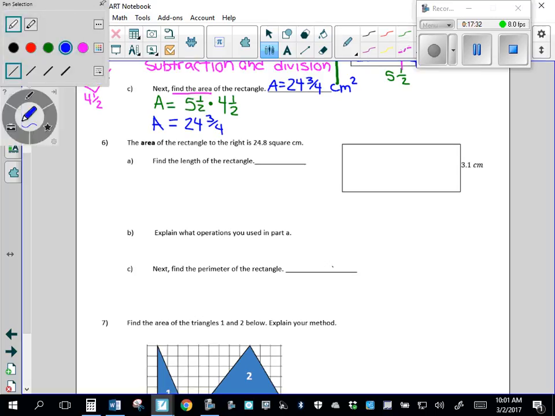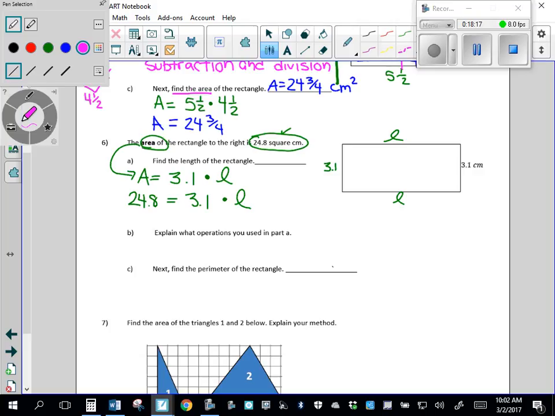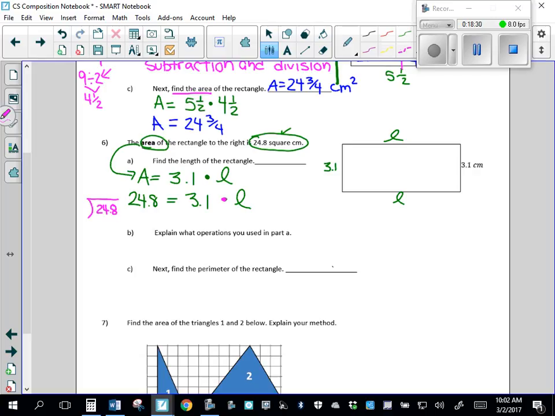Now in the next part, we have the area of the rectangle is 24.8 square centimeters. So we have to find this bit here, the length. We know this is 3.1 because it's a rectangle, so we need those. So I'm going to start with an area equation. And I know area is 3.1 times whatever L is. But I also know the area is 24.8 from the reading. So I have to do the inverse operation to solve for L. Since I was multiplying, the opposite operation is division. I have to take 24.8 and divide by 3.1.